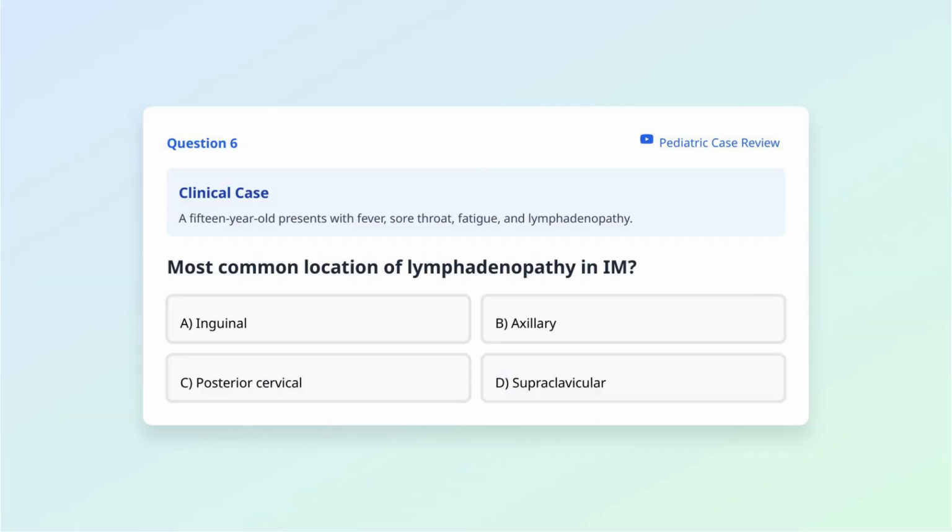A 15-year-old presents with fever, sore throat, fatigue, and lymphadenopathy. What is the most common location of lymphadenopathy in infectious mononucleosis? Is it A. inguinal, B. axillary, C. posterior cervical, or D. supraclavicular? Understanding the characteristic pattern of lymph node involvement can help distinguish infectious mononucleosis from other conditions that cause similar symptoms.